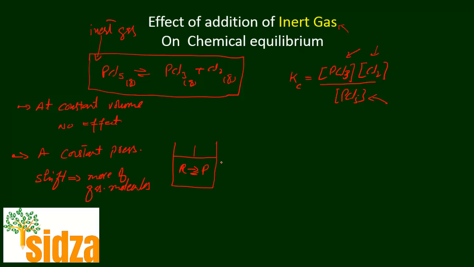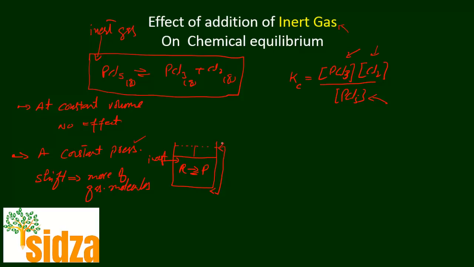Now if you are adding an inert gas at constant pressure, definitely by adding an inert gas into the reaction mixture, the pressure is going to increase, right? The pressure inside will increase. Now to keep the pressure constant, the volume has to increase. So by adding inert gas, the pressure inside will increase, but to keep the pressure constant, the volume has to increase.